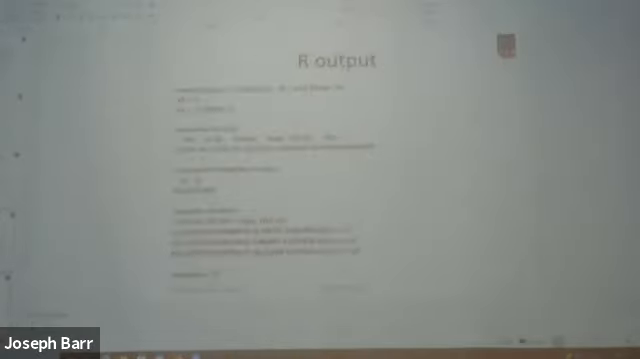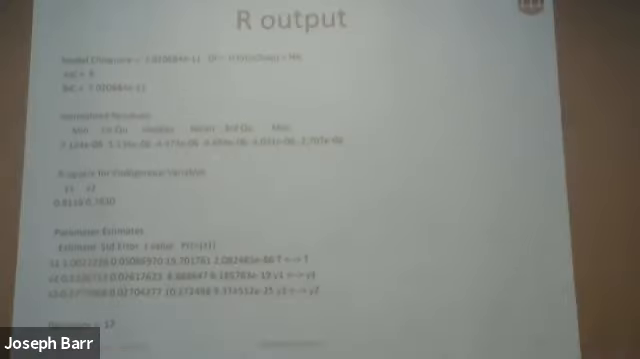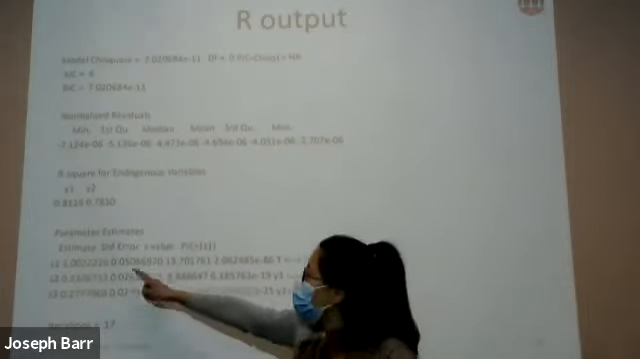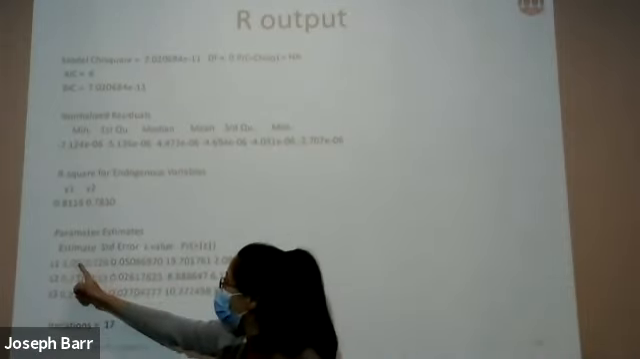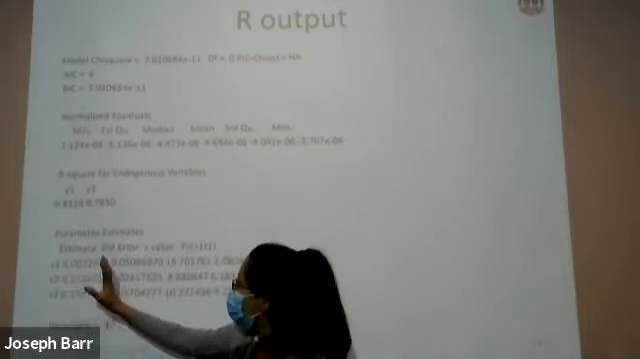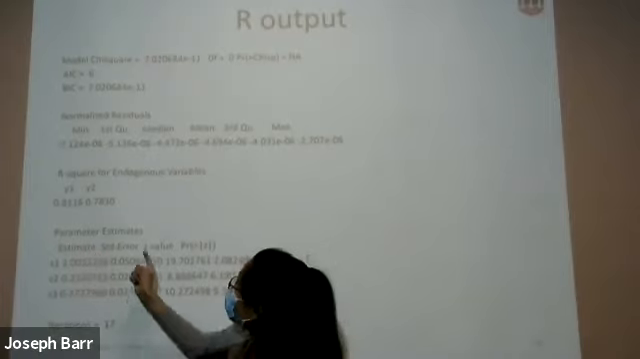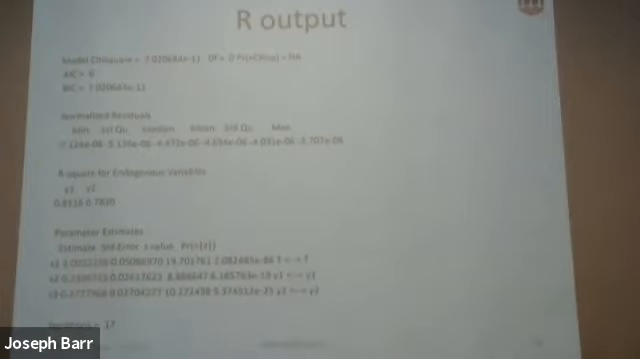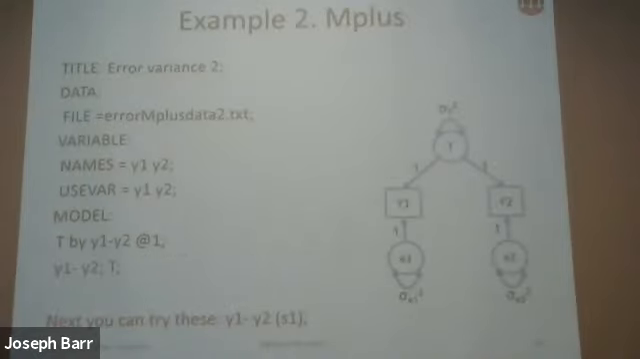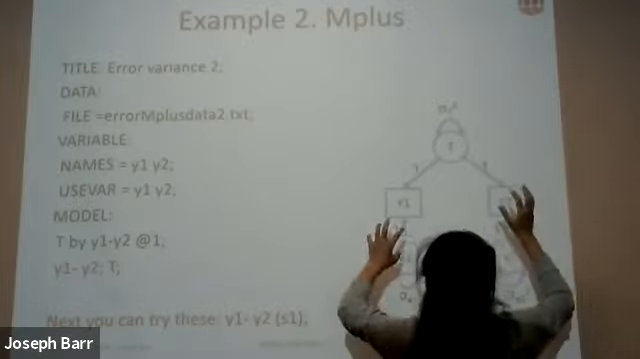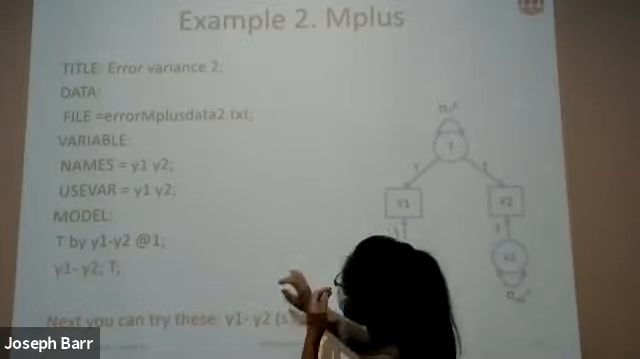Again, the output here is different because I use a different set of data. So you can see that it's different. Here it's quite close, but it's different from ours. If we use Mplus, this is our model. Y1, Y2 based on the same T.